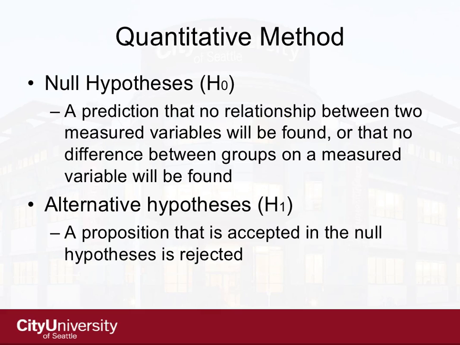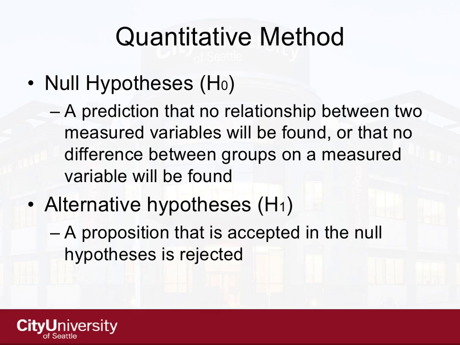Now, you have this H with a funny zero after it. That's called the null hypothesis. The null hypothesis is a prediction that no relationship between two variables will be found. We'll get into what variables are in a bit, but essentially, the null hypothesis says that nothing happens. No difference. No relationship, no difference, no significance, nothing.